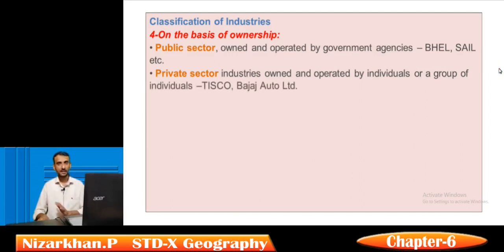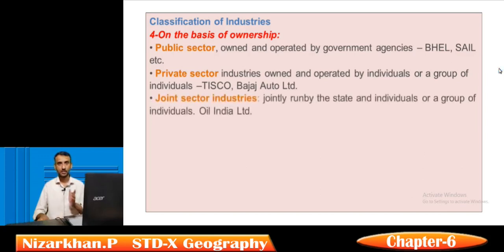Examples are Tisco and Bajaj Auto Limited, such as the private companies. Then joint sector industries, the third classification on the basis of ownership. Joint sector industries are those jointly operated by the state and individuals or a group of individuals. Oil India Limited is an example.